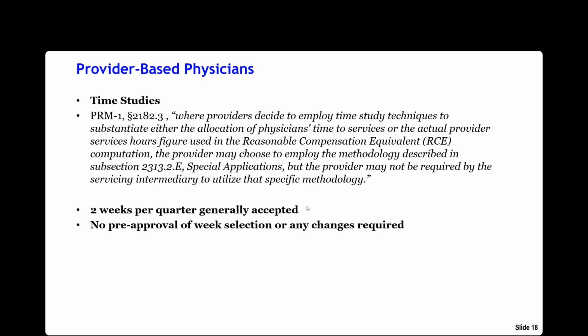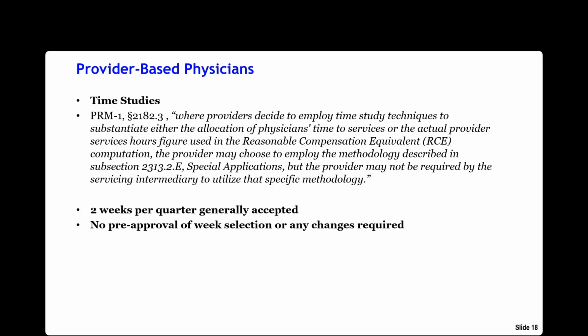The general consensus, and we brought this up with other MACs at one point, it's been a long time, is that many of them are on the same 2 weeks per quarter. I don't know that that's necessarily true anymore. Things might have changed. I can't speak for other MACs, but at one point this was pretty standard, and this is what we are accepting, 2 weeks per quarter. Since you're not bound to those specific stringent criteria of 2313, there's nothing saying you need pre-approval of what weeks you've selected or for any changes, as long as it follows the 2 weeks per quarter, it's split properly, and it has all the good documentation.